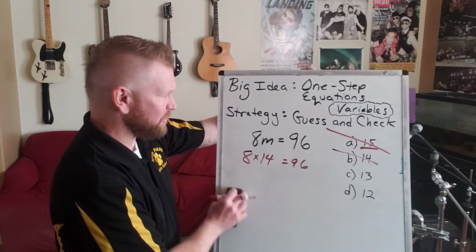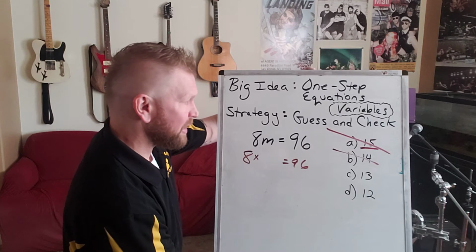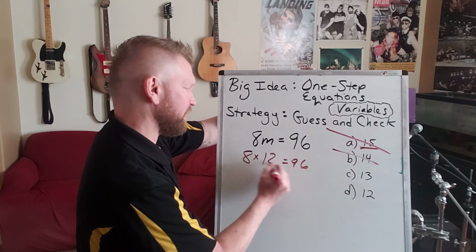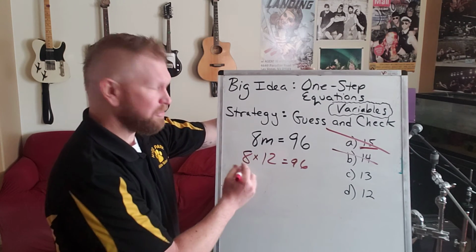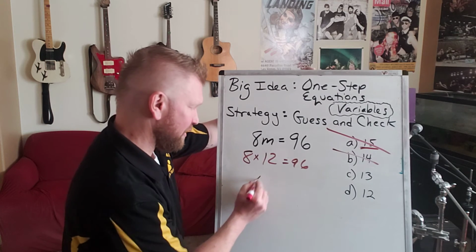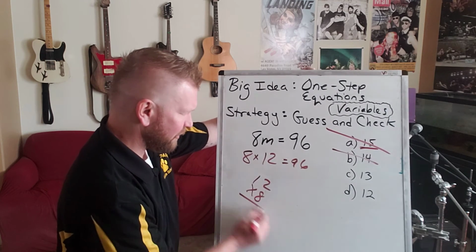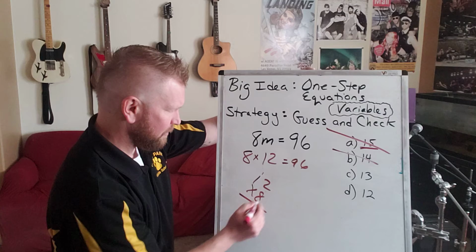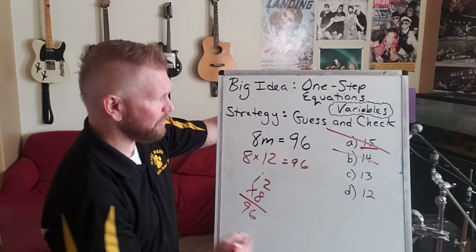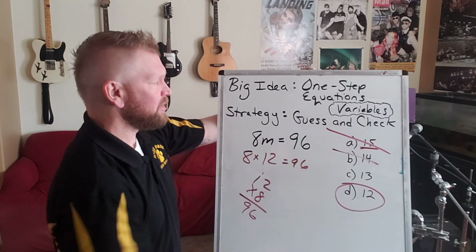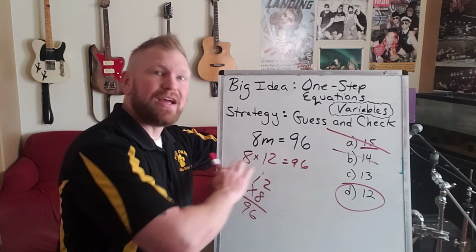So maybe we'll jump down to the smallest number they have. The smallest number they have is 12. Maybe let's try 12. Now some of you might know what 8 times 12 is, but if not, again, you could do 12 times 8 like this and try to figure this out. It is 96. There you go. So 12 was the number that when you plugged it in for the variable, made this equation work.